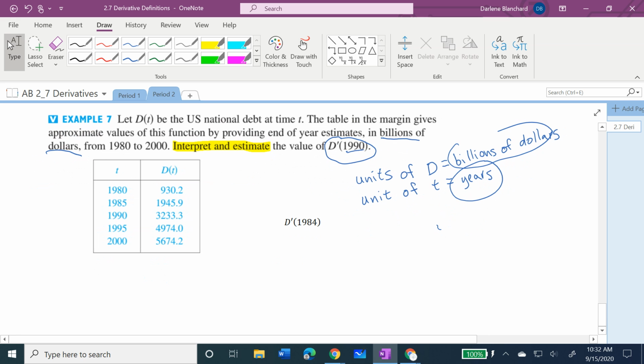Now, I've got D prime of 1990 and 1984. Why did I use 1984? Some of you are going to read that book this year. Some of you read it last year.